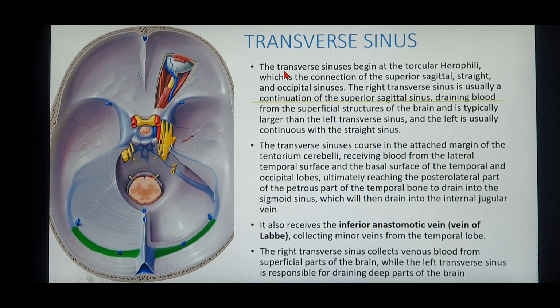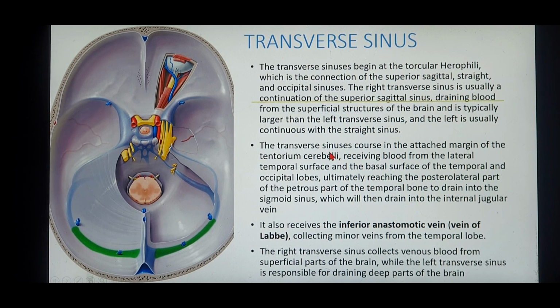Same points, only a few specific points you have to remember for this, which are the anatomy and the pathway. The transverse sinus begins at the torcular herophili, which is the connection of the superior sagittal, straight, and occipital sinuses. The right transverse sinus is usually a continuation of the superior sagittal sinus, but the left transverse sinus is usually continuous with the straight sinus. So this is a very important point of the right and the left anatomical variation.